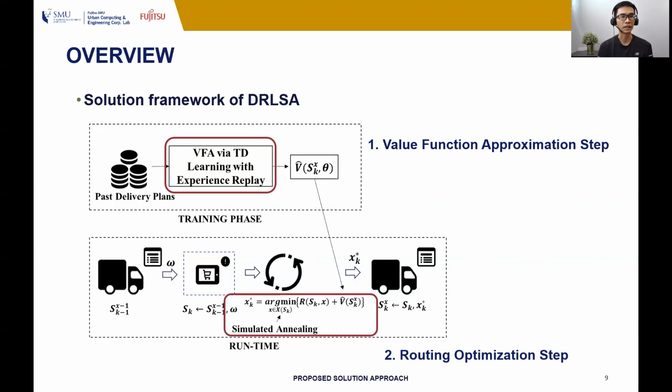phase by simulated annealing. As you can see, simulated annealing searches for a better rerouting decision that takes into consideration the immediate reward and also the future expected rewards, which is in the form of the value function that we have approximated and learned earlier in the training phase.